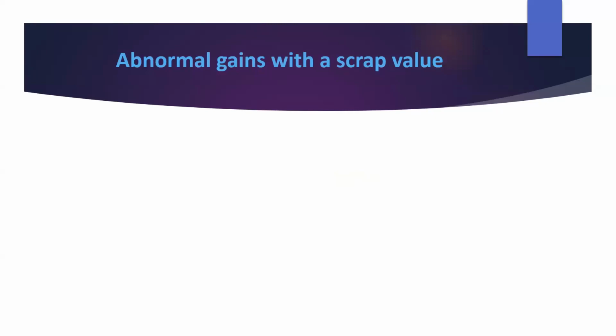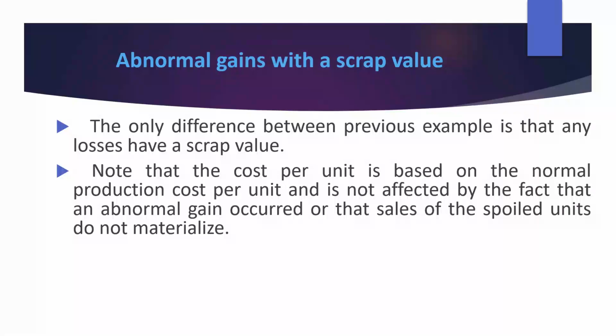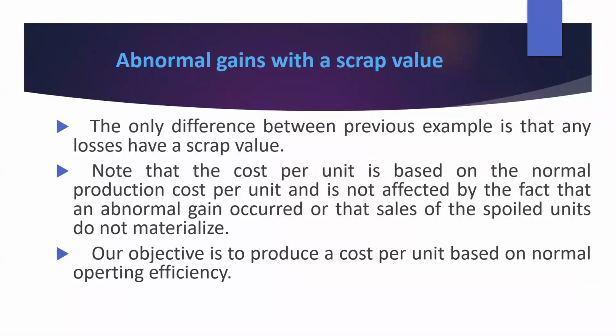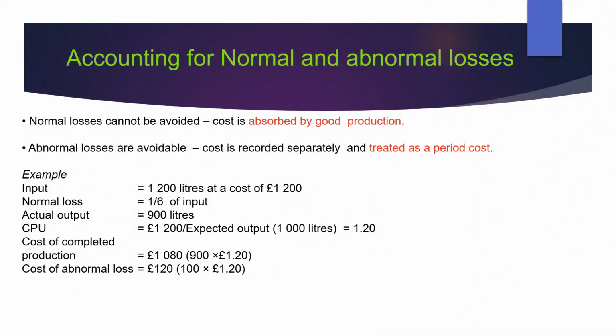So let's see abnormal gains with the scrap value. The only difference is that any losses may have a scrap value. The cost per unit is based on normal production, so cost per unit is not affected by the abnormal gain. And here the process manufacturer's objective is to produce cost per unit based on the normal operating efficiency. Now let's do this calculation.